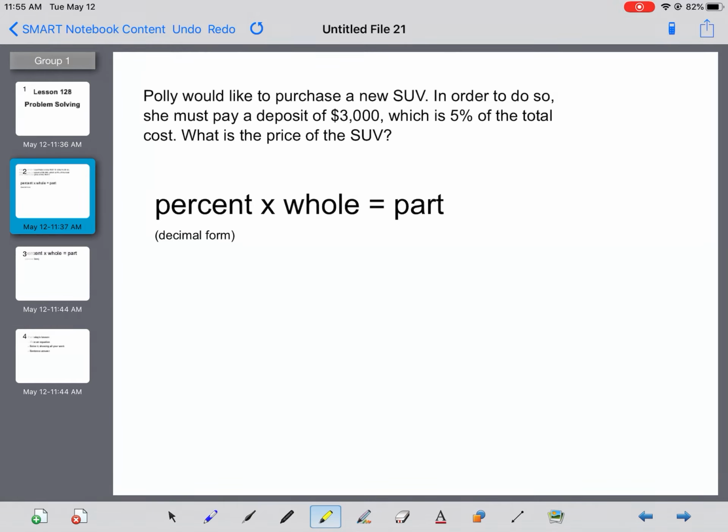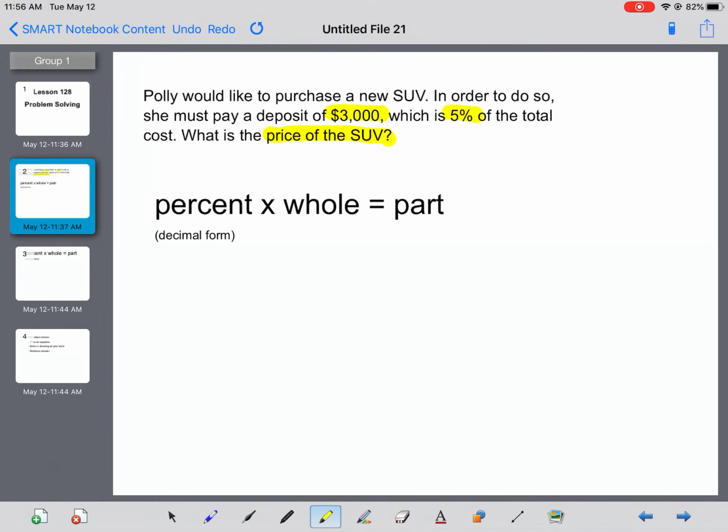Polly would like to purchase a new SUV. In order to do so, she must pay a deposit of $3,000, which is 5% of the total cost. What is the price of the SUV? So she has to pay a little bit of money up front at the beginning. It's 5% of the total cost. We have to figure out what is the total price of the SUV.